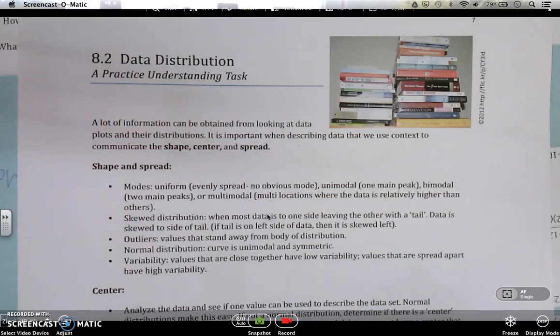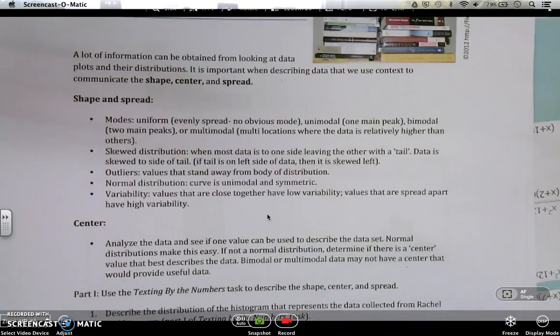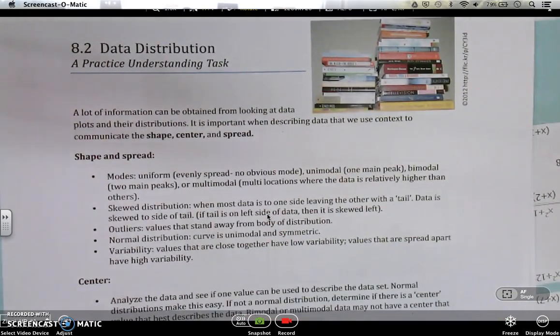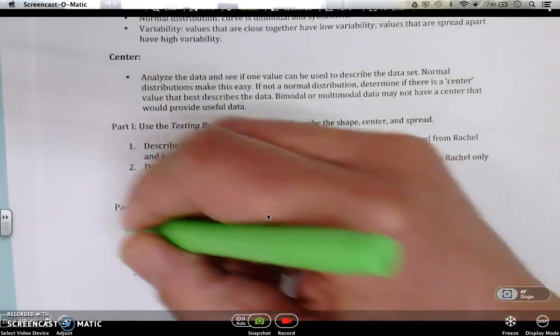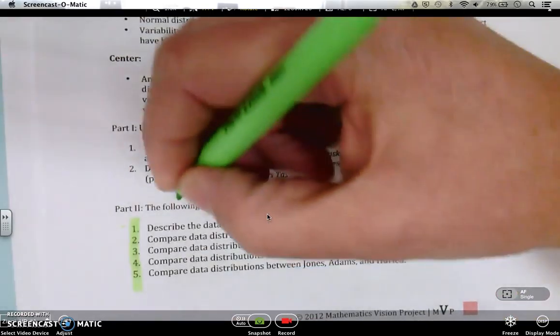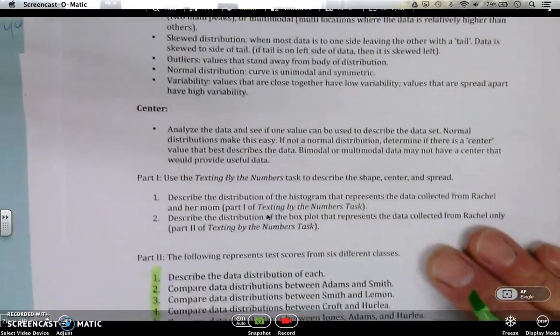What we're going to do is, again, try and take some notes here, keep it really short, under about 5 minutes. We're still working with data, and 8.2, if you look at it, has some definitions and stuff we'll come back to, the shape and the spread. And then down here, these are the questions. That's what they want you to do.